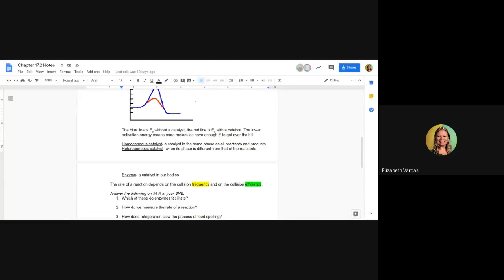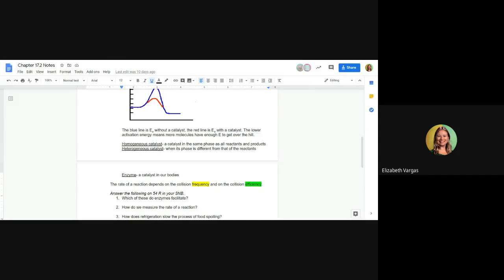Okay, a heterogeneous catalyst is in a different phase. So another example is when we run our cars, we have a catalytic converter in the back of the car usually, and it's solid, and it's usually metals like platinum, and the gases from the exhaust go through that catalytic converter, and they turn harmful gases like carbon monoxide into not so harmful gases like carbon dioxide. Okay, so that's what a catalytic converter does, and that's a heterogeneous catalyst because it's solid and the reactants are gases.